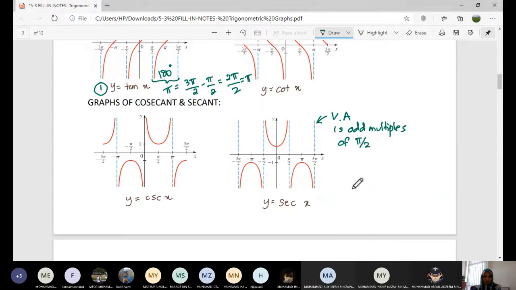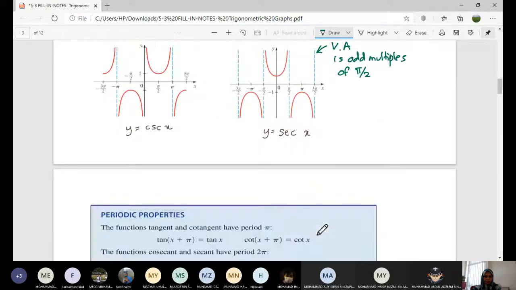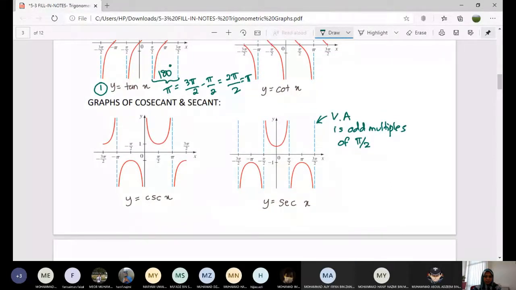Okay, next for the cosecant graph. Okay, cosecant graph, you can see first. Okay, excuse me. Okay, sorry.